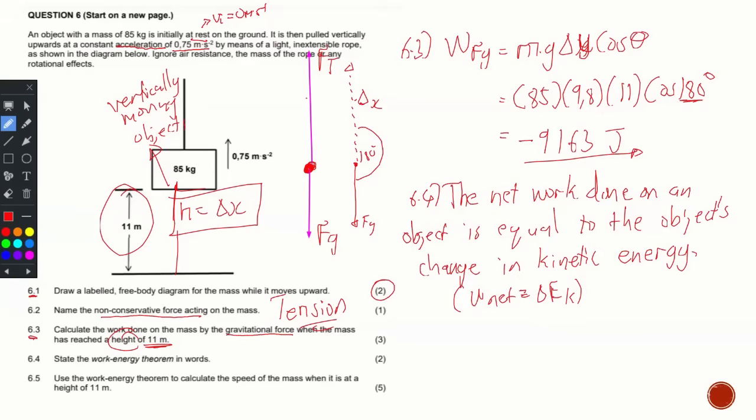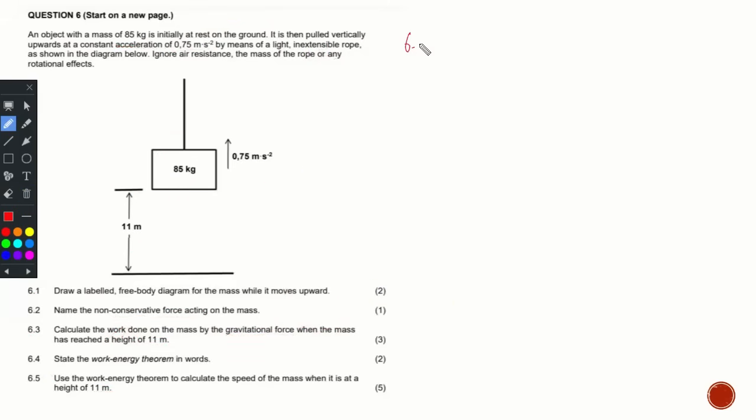Okay, then 6.5 says, now this is the main question. This is the reason why we've been doing all of this. Use the work energy theorem to calculate the speed of the mass when it is at a height of 11 meters, right? So from the ground all the way to that. Then, okay, let's now calculate. This is when we get to use the W net formula. So for 6.5, W net is equal to change in EK, right?